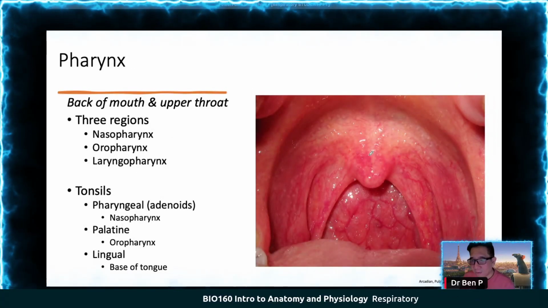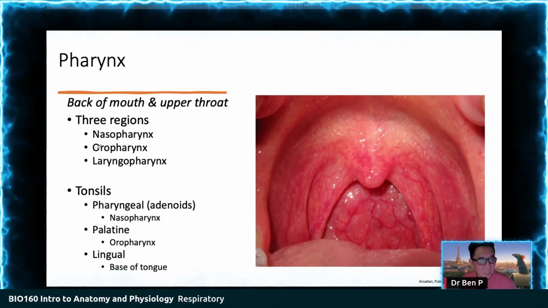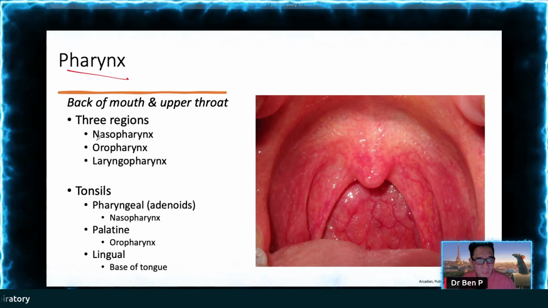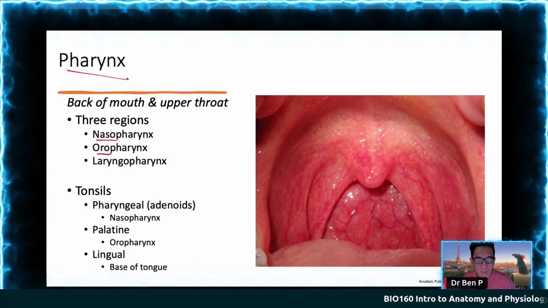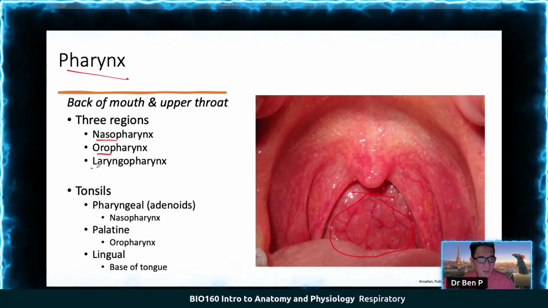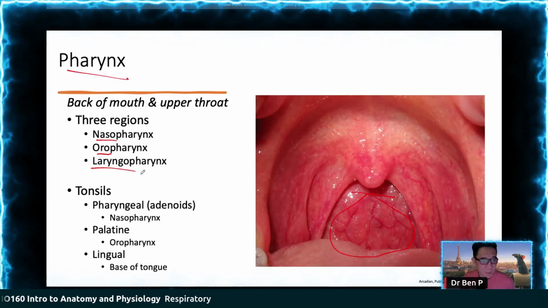Now we're going further down into your throat, right? Your throat has three sections. That's called the pharynx, your throat. The first section is called the nasopharynx, which is right behind your nose. The oropharynx is right behind your mouth, which is right here. This is your oropharynx. And then you have the laryngopharynx, which is by your voice box, the larynx, right?